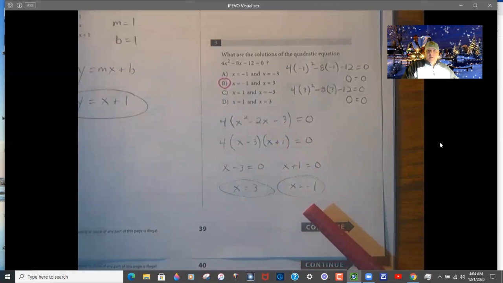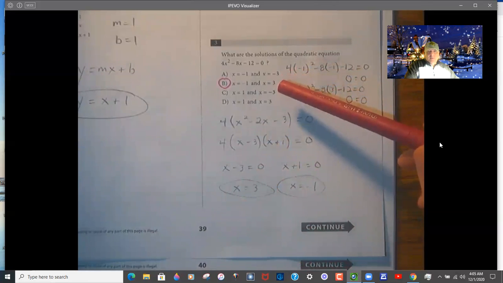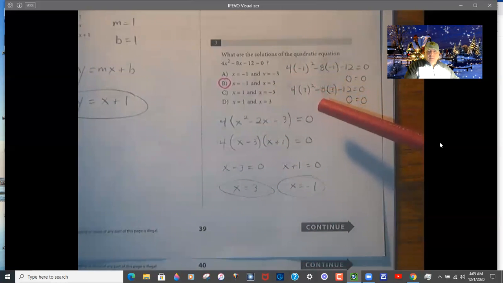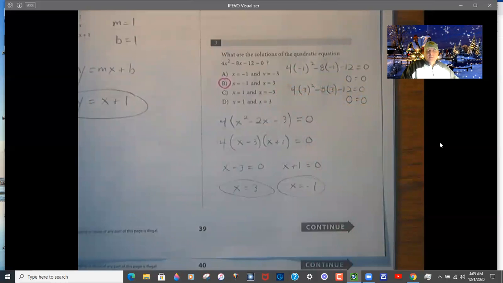You could also go about it the hard way and just test in these points. Remember that you don't have a calculator, so you'd have to be good at doing some things in your head. And B is the one, when you come upon it, that will make a true statement on the left and right side.